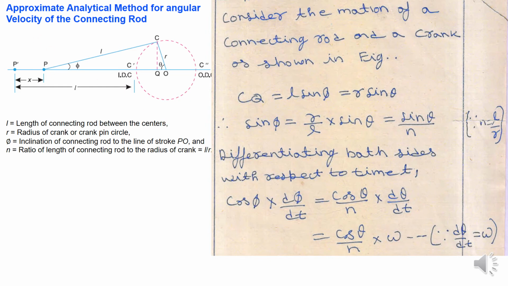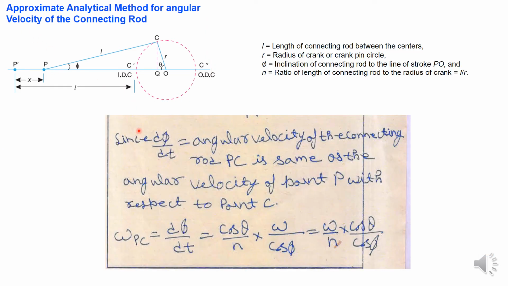Now come to the next slide. This is the same figure we saw in the previous slide. Since d phi by dt is the angular velocity of the connecting rod PC, the angular velocity of the connecting rod PC is the same as the angular velocity of point P with respect to C.